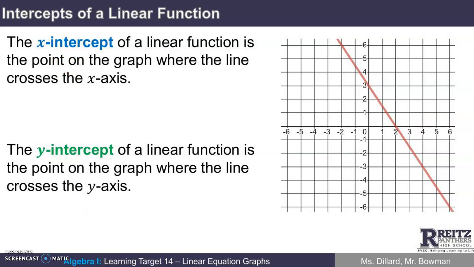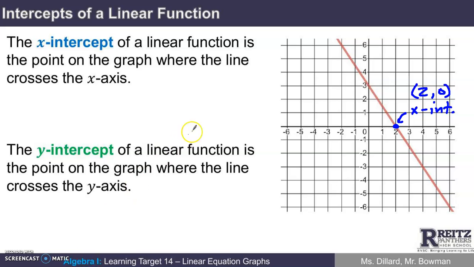So the x-intercept of a linear function is the point on the graph where the line crosses the x-axis. So, for example, on this linear function here, this is the x-axis, the horizontal axis, and the point right here is the one that we call the x-intercept. Sometimes we abbreviate intercept like int. It's the point where the line crosses the x-axis. This is the ordered pair (2, 0).